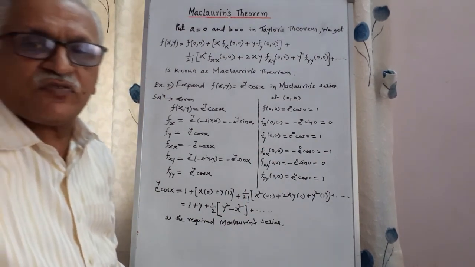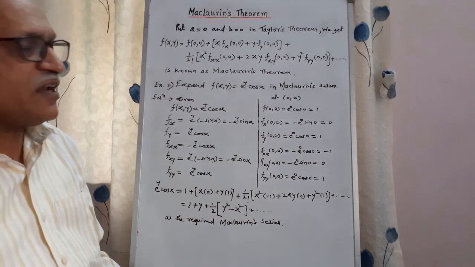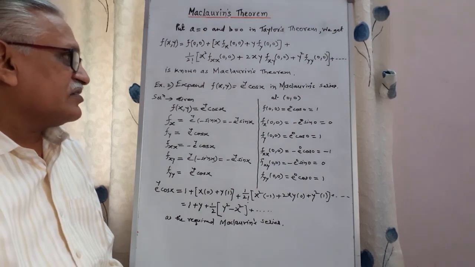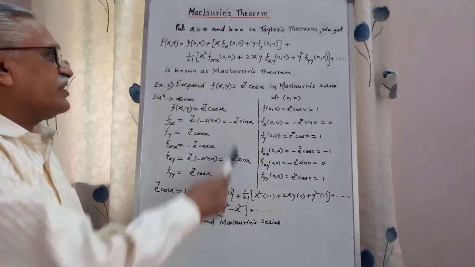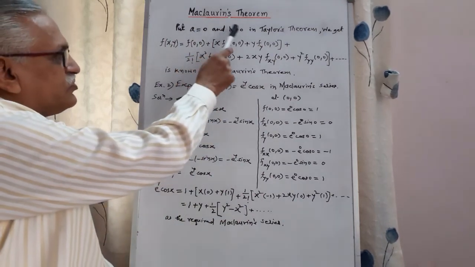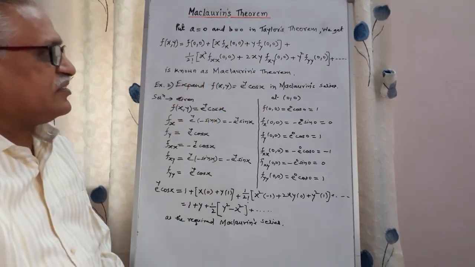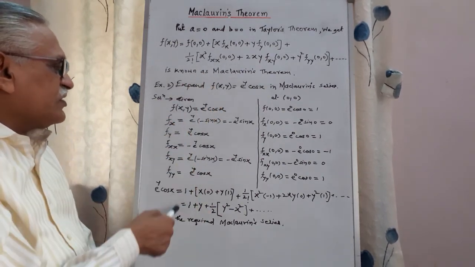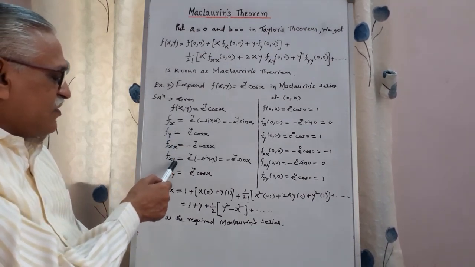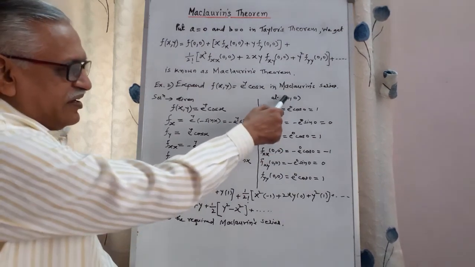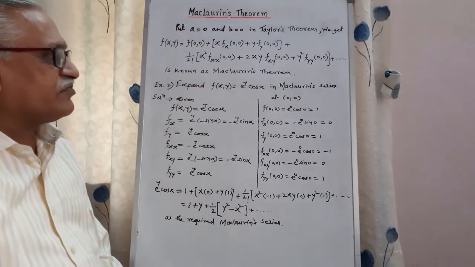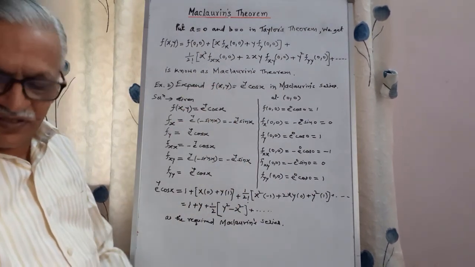Okay. Therefore, with the help of these two examples, I have explained how we can obtain the Maclaurin's series. The important thing is Taylor's theorem, in which we have to put a equals 0 and b equals 0 to get this series. Therefore, whatever the given function, find all these derivatives fx, fy, f double x, fxy, f double y, and then find their values at 0, 0. And whatever those values are, put them in this to get the required series.